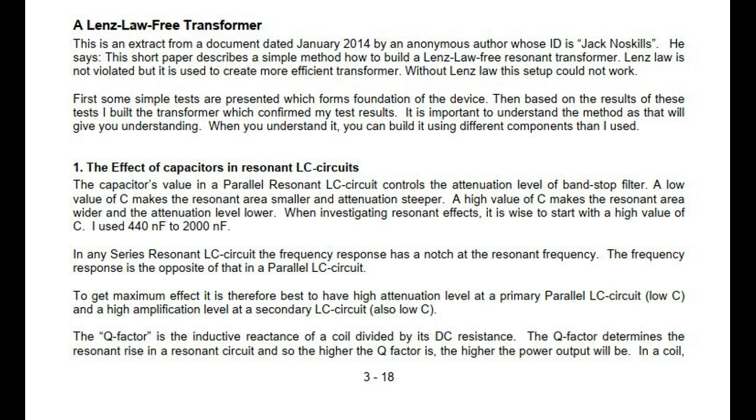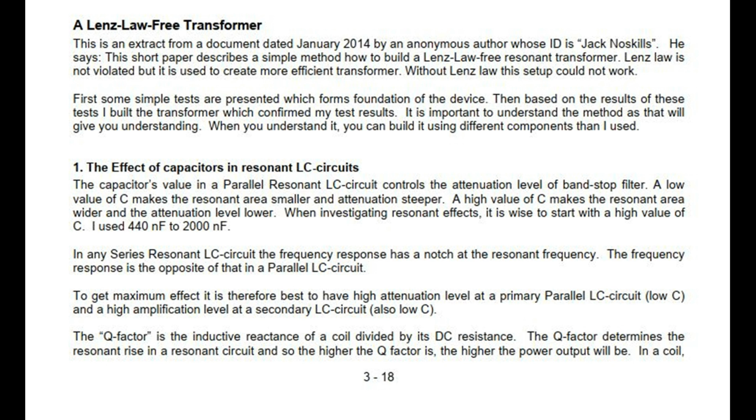In any series resonant LC circuit, the frequency response has a notch at the resonant frequency. The frequency response is the opposite of that in a parallel LC circuit. To get maximum effect, it is therefore best to have a high attenuation level at a primary parallel LC circuit, low C, and a high amplification level at a secondary LC circuit, also low C.